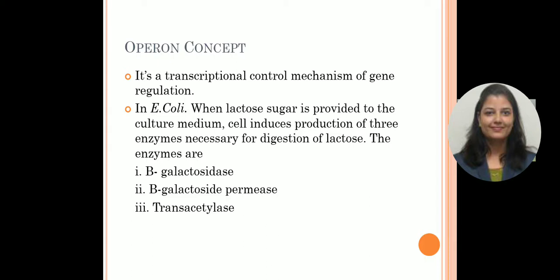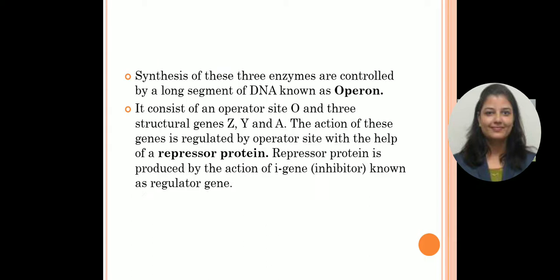In Escherichia coli, when lactose sugar is provided to the culture medium, the cell induces production of 3 different enzymes necessary for the digestion of lactose. These enzymes are beta-galactosidase, beta-galactoside permease, and third is trans-acetylase.